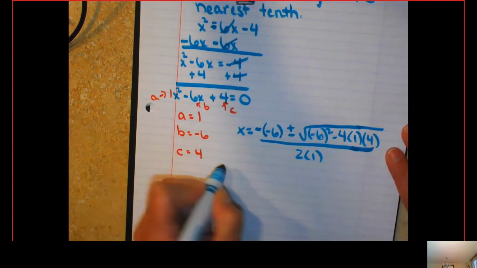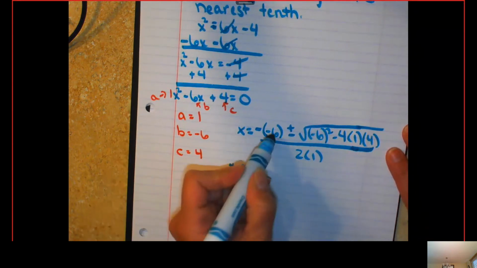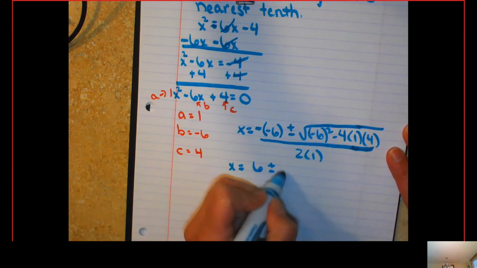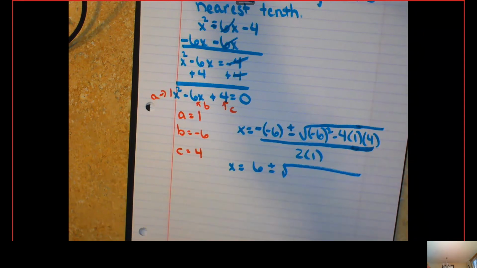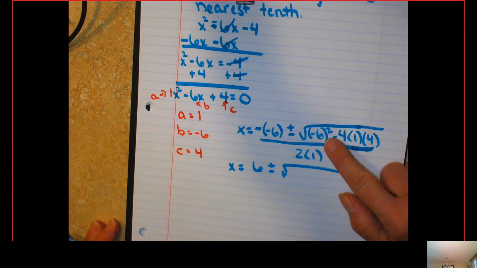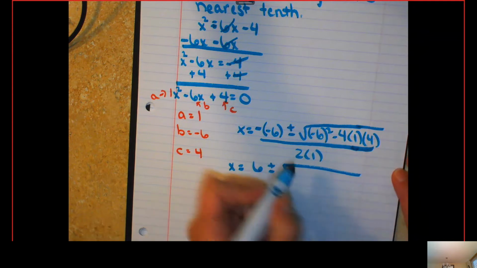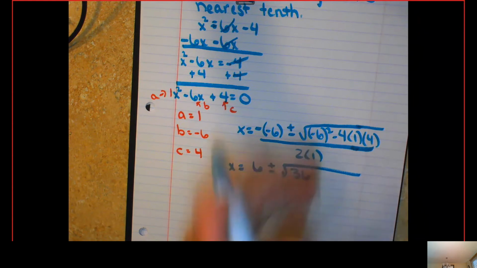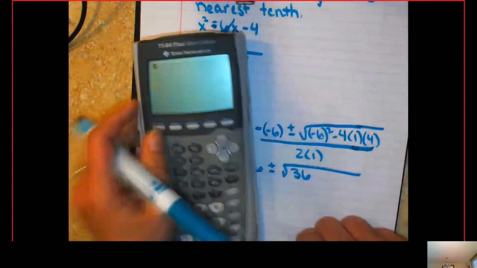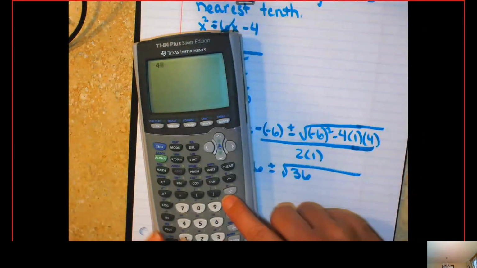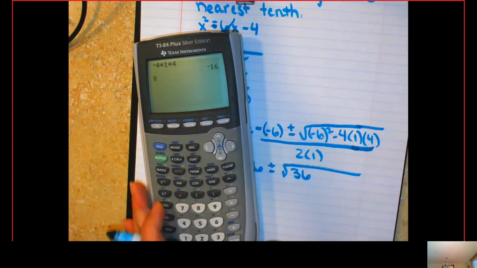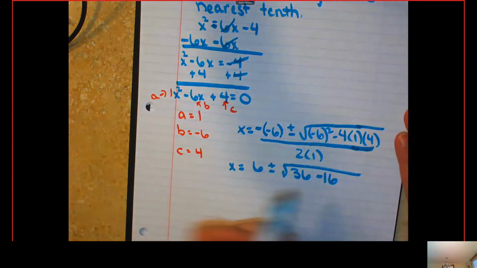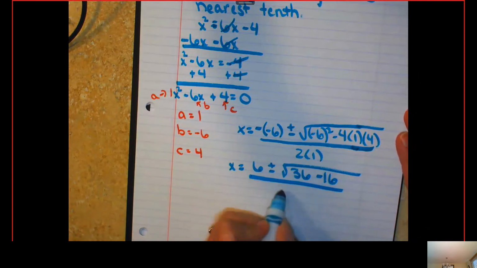So we have x equals a -6 just becomes a +6. Plus or minus. Under the radical, we're going to simplify that. -6 squared, that's -6 times -6, that's 36. -4 times 1 times 4. Don't feel like thinking, so I'll do it with my calculator. -4 times 1 times 4 gives me -16. So I have -16. Underneath, 2 times 1 is 2.